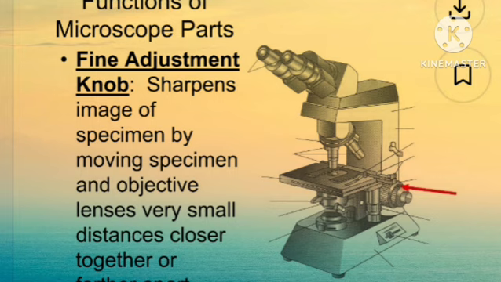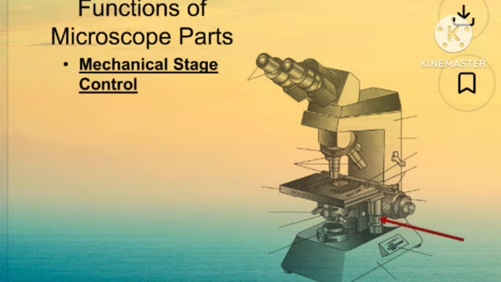This is needed for high power. High power necessity, what is it? The 40x high power and 100x oil immersion objective lenses are used with the fine adjustment knob.